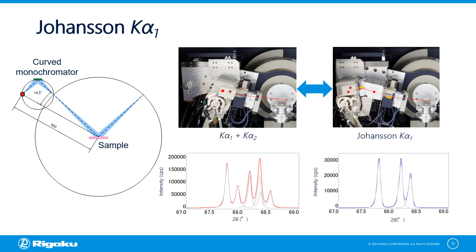As it provides only K-alpha-1 radiation, compared to the conventional K-alpha-1 and K-alpha-2 mixture, the number of diffraction peaks is halved and there is less overlap between the peaks. The Johansson K-alpha-1 provides high quality data, however, it compromises on measured intensity. On the SmartLab, the Johansson K-alpha-1 can easily be taken off. Please allow me to show you one of our YouTube videos that demonstrates how it works.